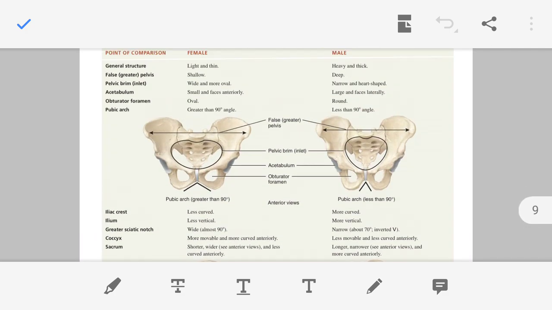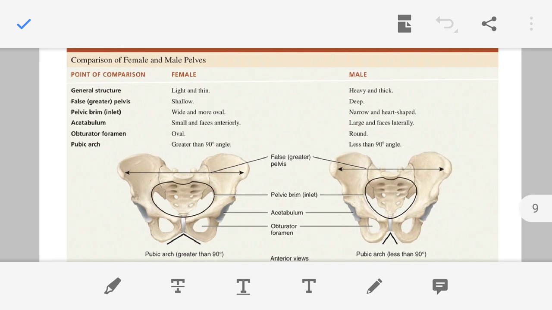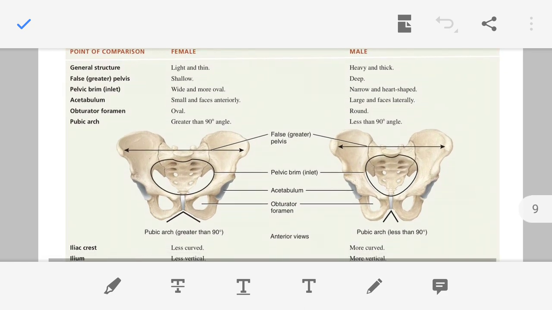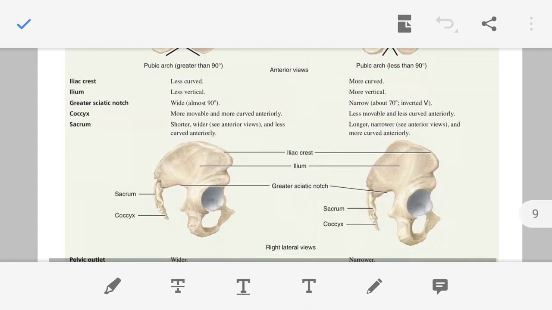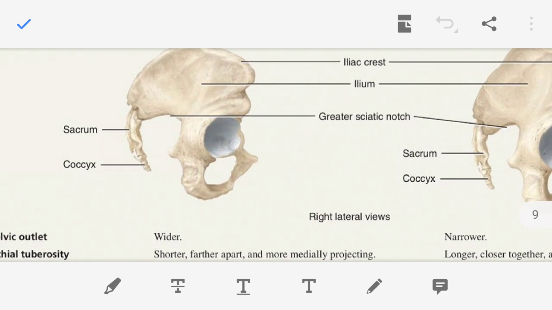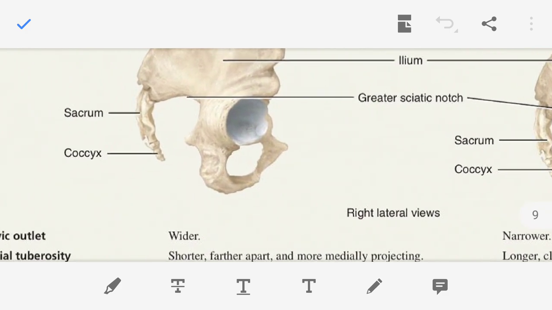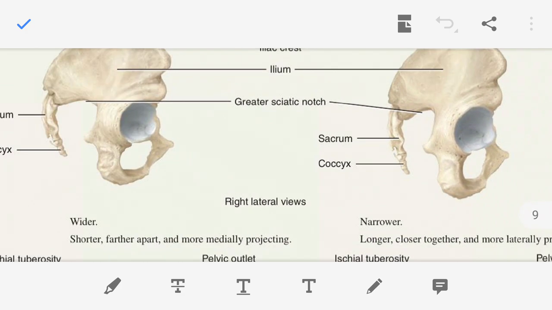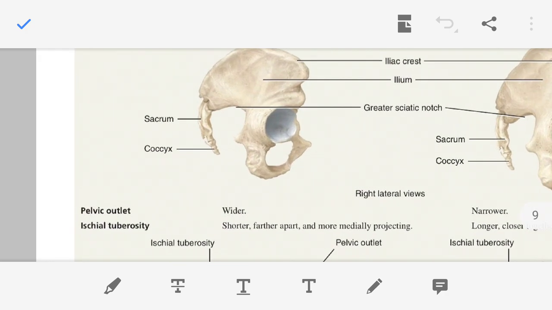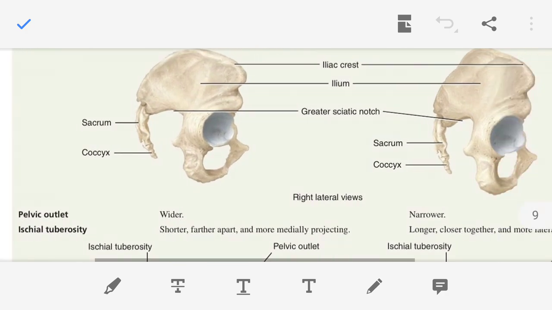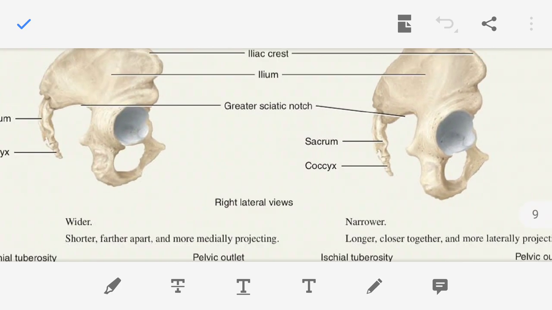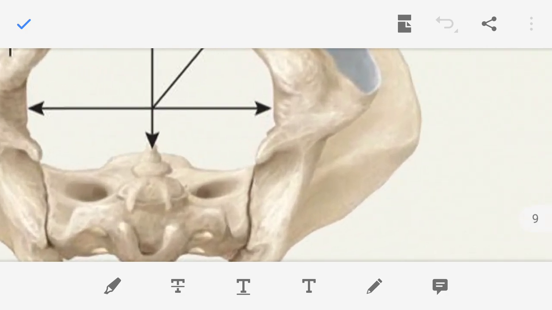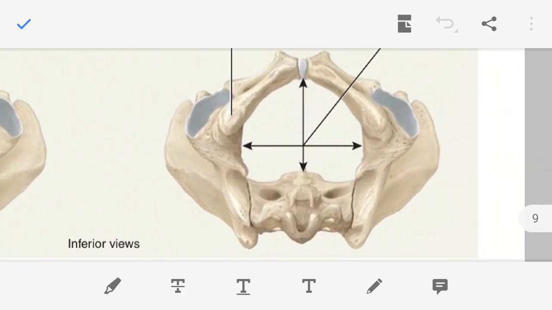Now here, when you are preparing the pelvic girdle, I will describe this table, but you can go through this table. Here the thing that you need to observe is, for example, this is the female coccyx, and this one is the male coccyx. Here you can see it is projecting inferiorly, and this coccyx is projecting anteriorly.